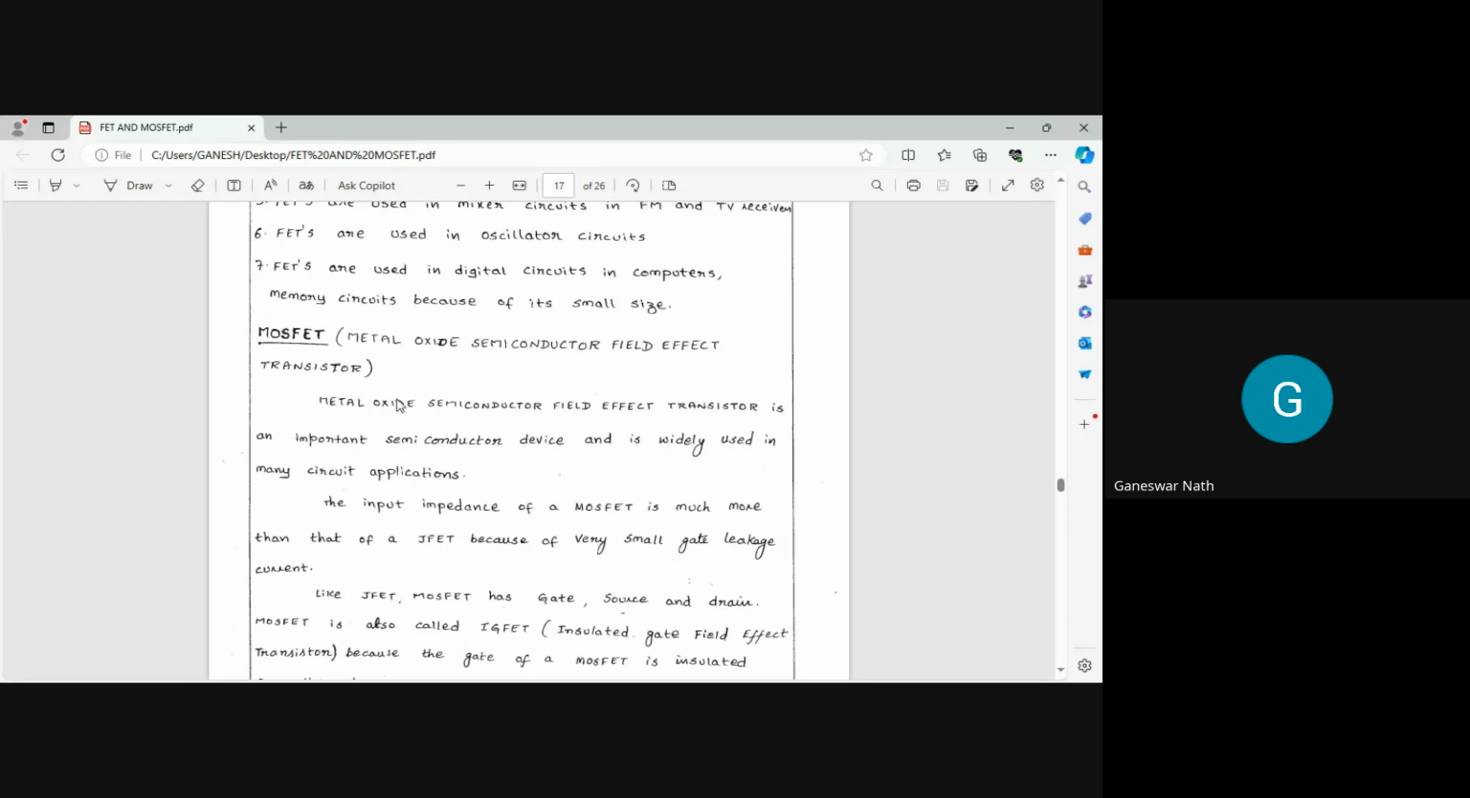Okay. So the metal oxide semiconductor field effect transistor is an important semiconductor device and is widely used in many circuit applications. Okay. So now most of the instruments operate on the MOSFET.